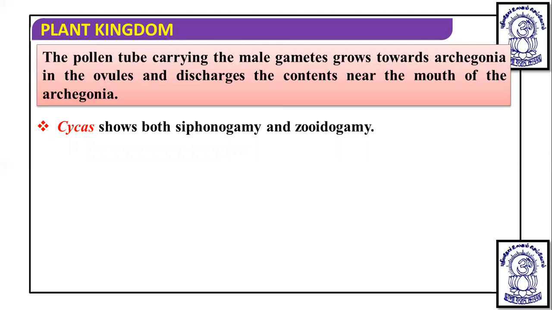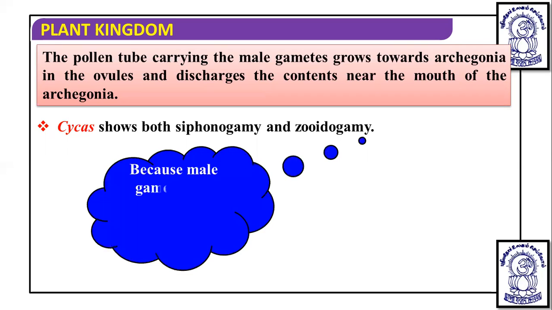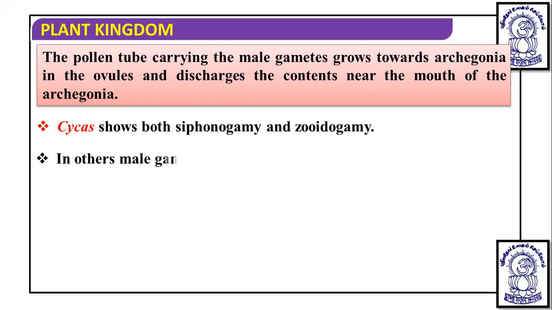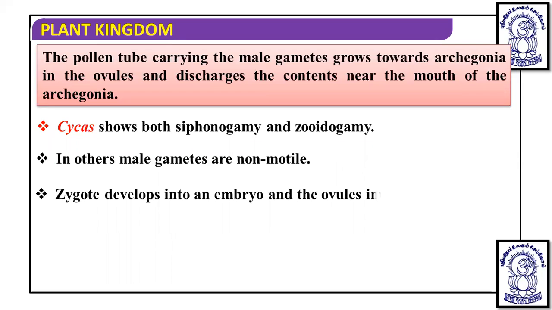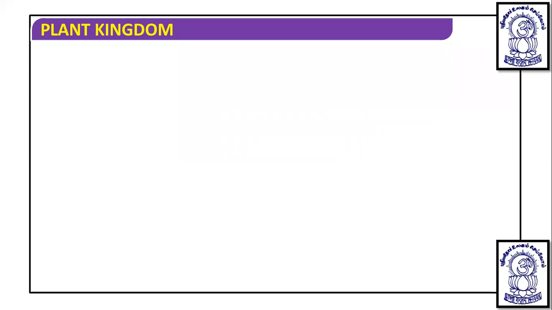If you talk about Cycas, it shows both siphonogamy, meaning pollen tube formation, and needs water for fertilization. There is zoidiogamy. Okay, so the male gametes are multiciliated but carried by the pollen tube, so water is not required, but actually the gametes are motile. In other gymnosperms, the male gametes are non-motile, but in Cycas the male gametes are motile. They are multiciliated. When the zygote develops into the embryo and the ovule into the seed, that also we know, and the seeds are naked, not covered by a fruit wall.